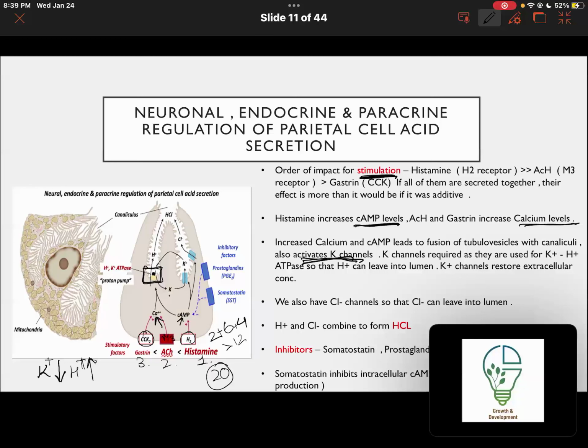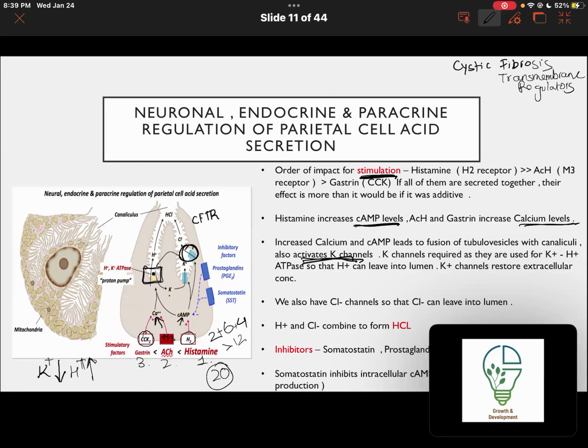We also have chlorine channels, which are not shown on this image, but they're shown in the next. Okay, actually they are shown right here. These chlorine channels are called CFTRs, the full form of which I'm going to write on the top right: cystic fibrosis transmembrane regulators. So CFTRs allow the chlorine to leave the cell and move into the lumen.